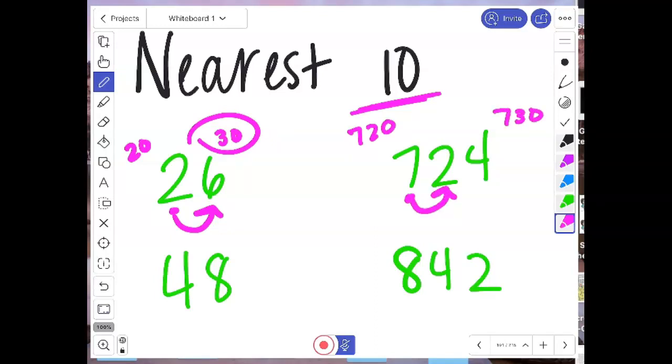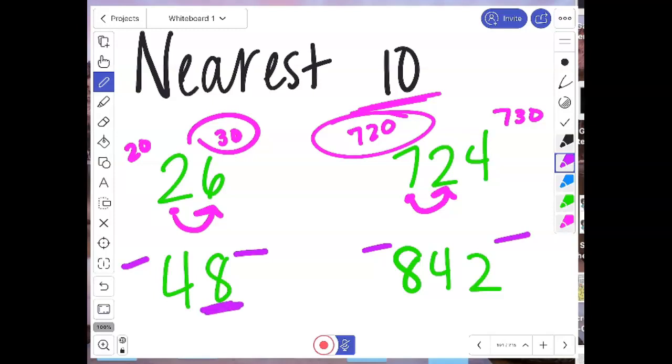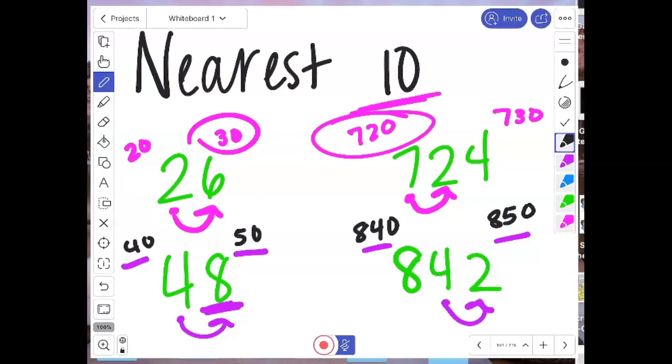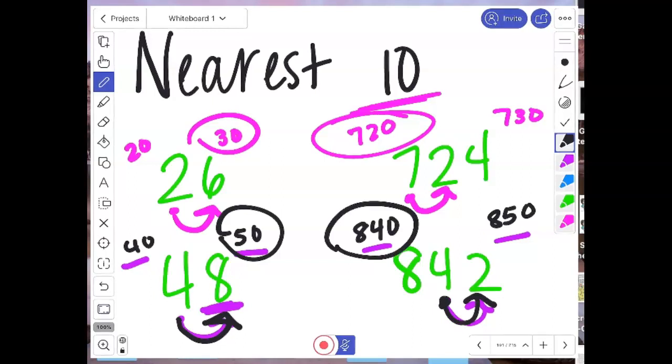Find the place, look next door. 2 is less, I let it rest. Okay, your turn. You're going to tell me what 2 places it is between. You're going to always look at the ones. And make your decision. Pause and then come back. Okay, so 48's between 40 and 50. I found the tens, I looked at the ones. 8 tells me to round it up. Okay, 842 is between 840 and 850. Found the tens, looked at the ones. 2 is less, so I round it down.